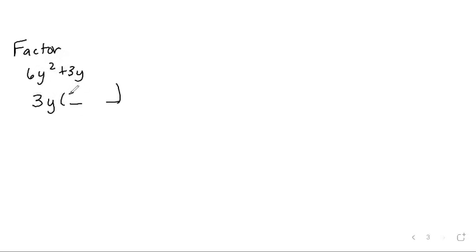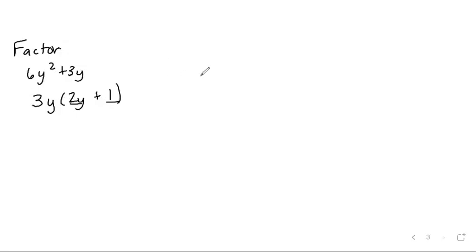Well, 3 times 2 will get back 6. And then y times y will get you back y squared. So then I've got to go, well, 3y times what would get me back 3y? Well, that's just going to be a 1. So that would be factored. You got to pull out the biggest things in both groups that you can take out. And then what you're left with is what you're going to factor.